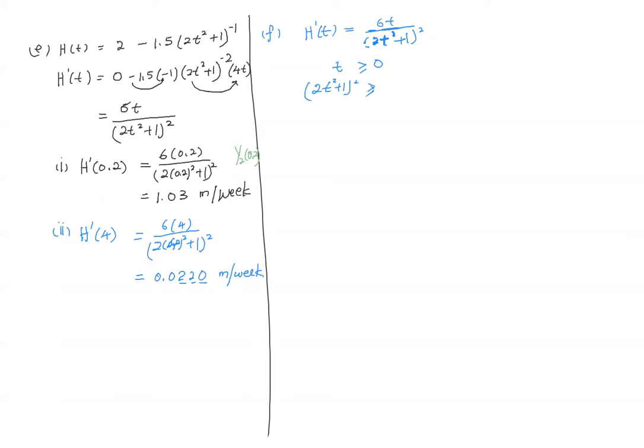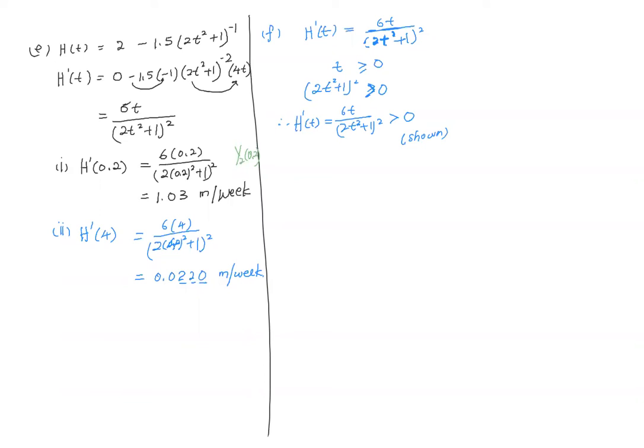This one is definitely greater than 0. So therefore, H prime T, which is 6T over (2T squared plus 1) squared, is greater than 0. So this is shown already.